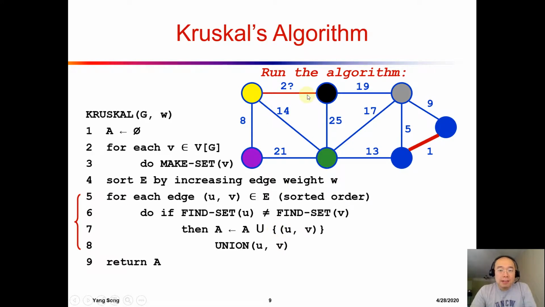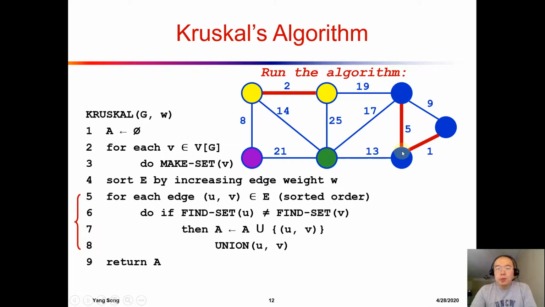So I'm going to do the same thing. I'm going to add this edge to the A, and then I'm going to union those two nodes. So those two nodes are both in yellow color. And what's the next edge? The next edge is this 5. If I check whether those nodes belong to the same set, the answer is no.